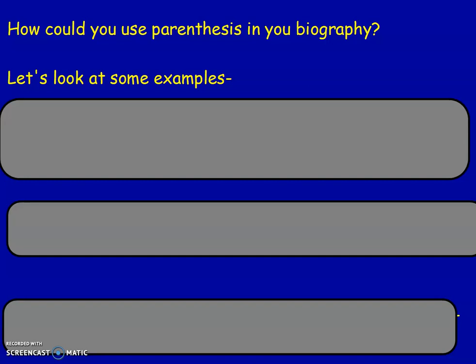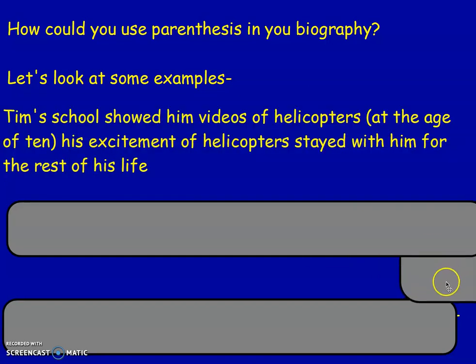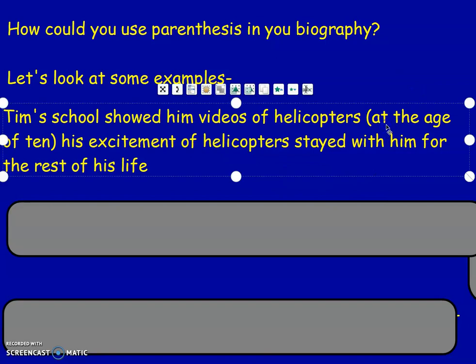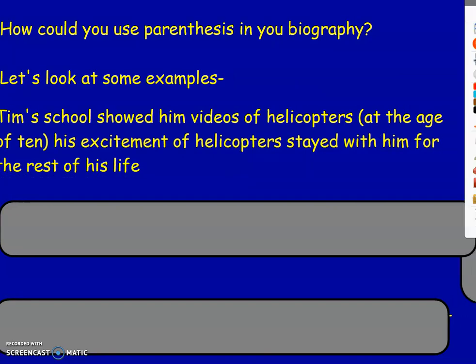So, here's how we could use parenthesis in our biography that we're continuing to write today. Here we go. Tim's school showed him videos of helicopters (at the age of 10). His excitement of helicopters stayed with him for the rest of his life. So, we've seen that Tim was shown videos at school. We know that he was excited by them, and he's still excited about it now. He ended up getting a job driving them, didn't he? And we also know what age he was when he first got into them, thanks to the parenthesis which has been used there.